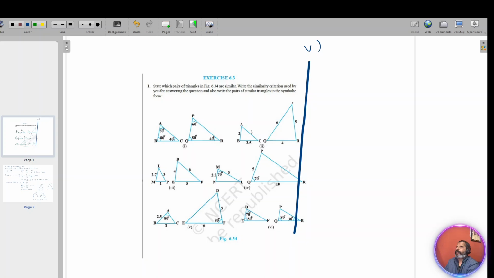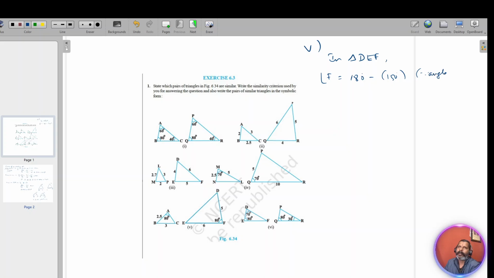Where is this? Why has it come? Okay, in the figure you just check, 70 and 80 are given, 80 and 30 are given. We have not been given the third angle. We can find the third angle and compare later. Okay, in triangle DEF we have F equal to, no need to write D plus E plus F is 180, angle sum property. We are in 10th standard now. We should know how to quickly get the values. F is nothing but 180 minus 150. You just say angle sum property of triangle. So 180 minus 150 is 30.